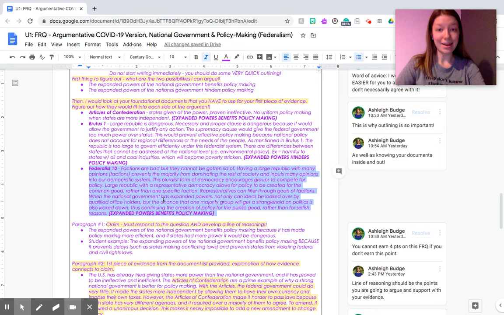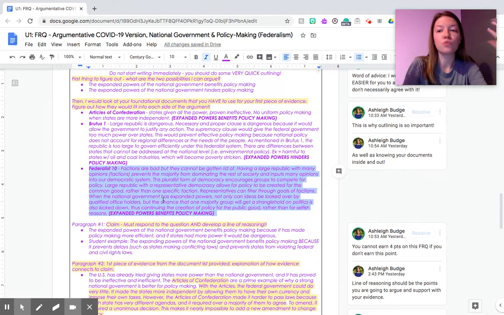Remember, Fed 10 talks about factions. Remember, factions, if you write it in capitals, there's like the I and the O, 10. Okay, that might be a way to help you remember. But ultimately, remember, this text is saying that factions are bad, but they can't be gotten rid of. Okay, but we need a large republic, a very large government with many factions, because that will prevent tyranny of the majority and the majority opinion from dominating the rest of society, right?